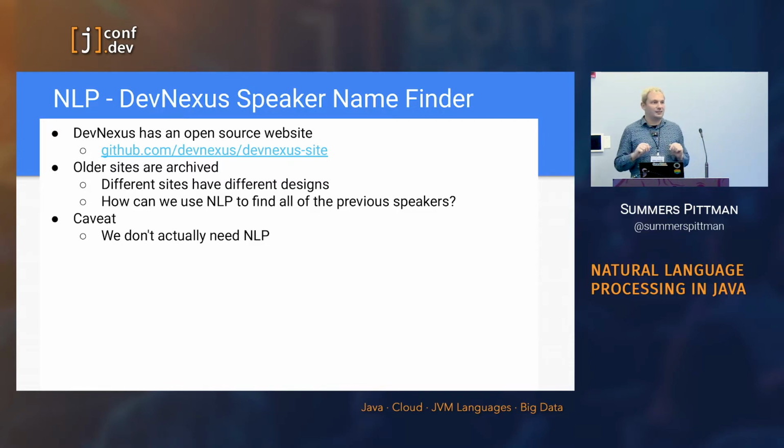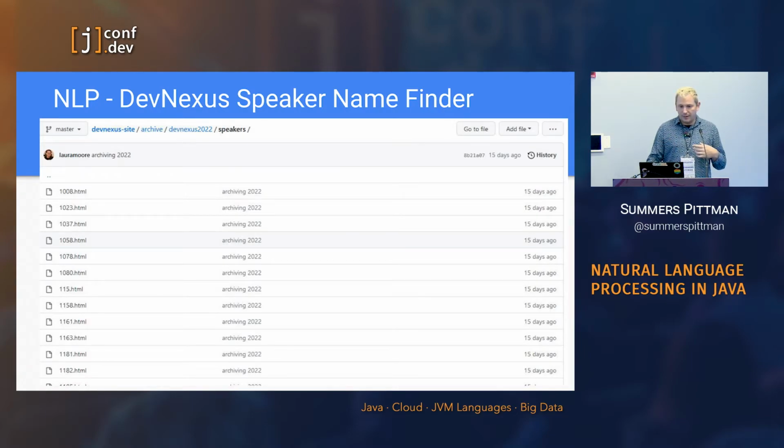There is one caveat to this, and it's that we don't actually need natural language processing, and I'll talk about that in just a minute. So one of the things you need to know about the DevNexus website is that its format has all of the files for each year, for each speaker in a directory. I'm not going to show the code from this, but whenever you see me referencing a file, it is just one of these speaker biography files that's in 20-something directories in a kind of standard pattern.